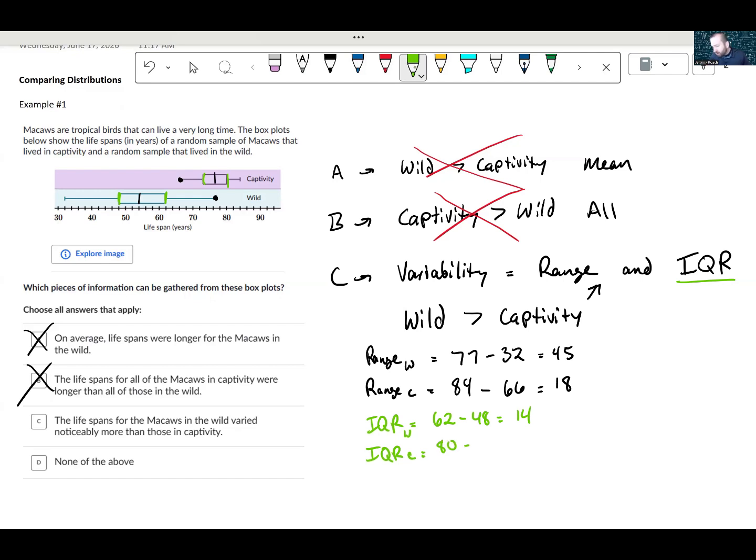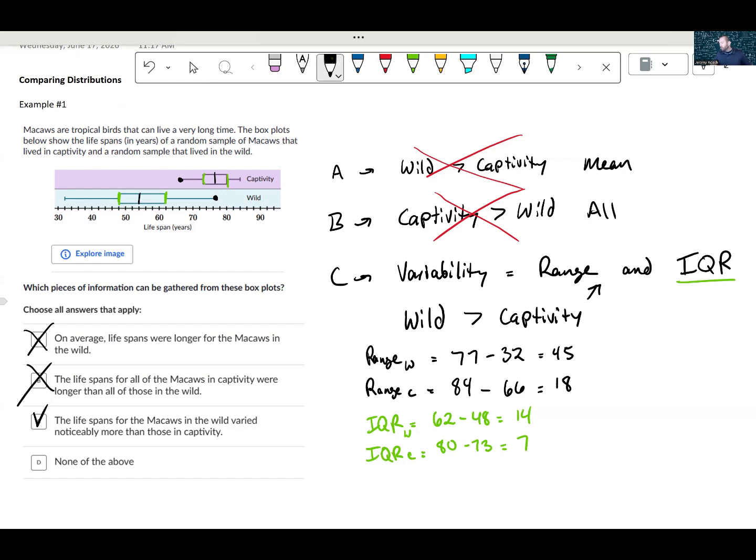It looks like 73-ish. 70. Yeah, it looks like about 73 there. And these are just estimations. So it looks like the birds in the wild, again, have a higher IQR. So the range for the birds in the wild and the IQR for the birds in the wild are both higher than the range and the IQR for the birds in captivity. So C is true, and D obviously is not true. That's none of the above.